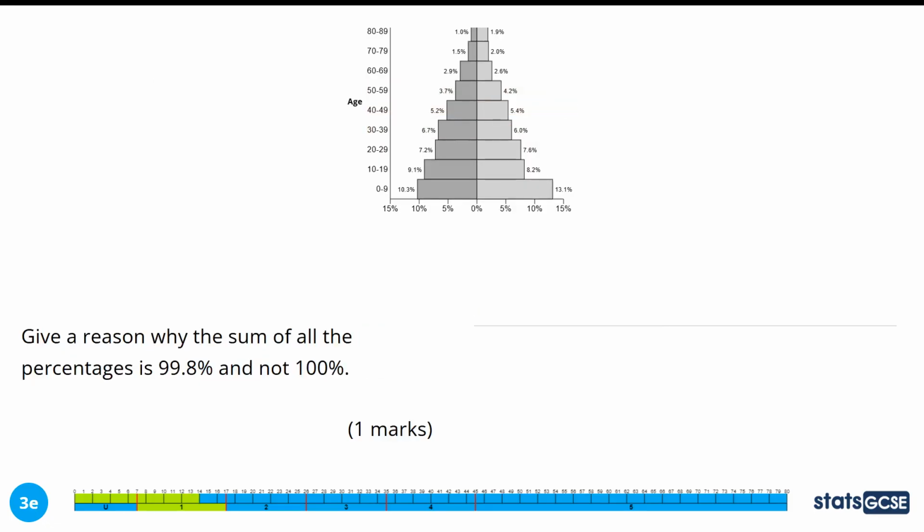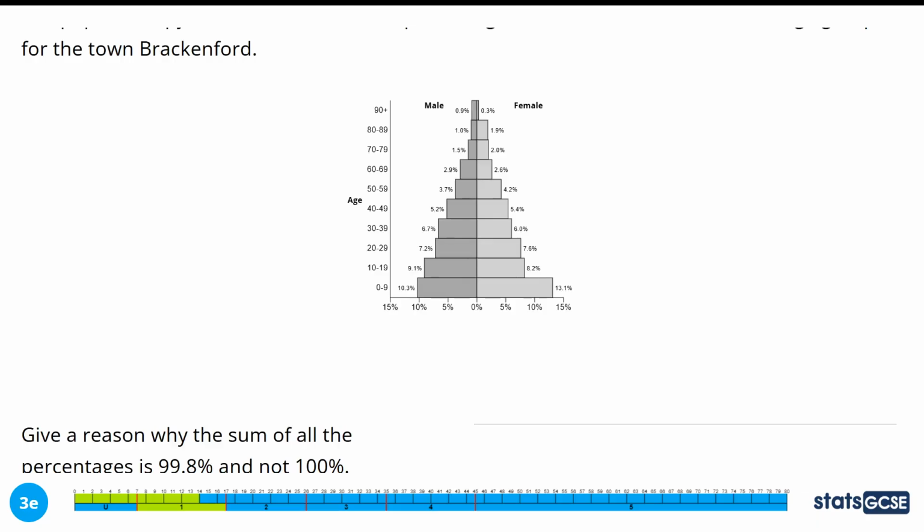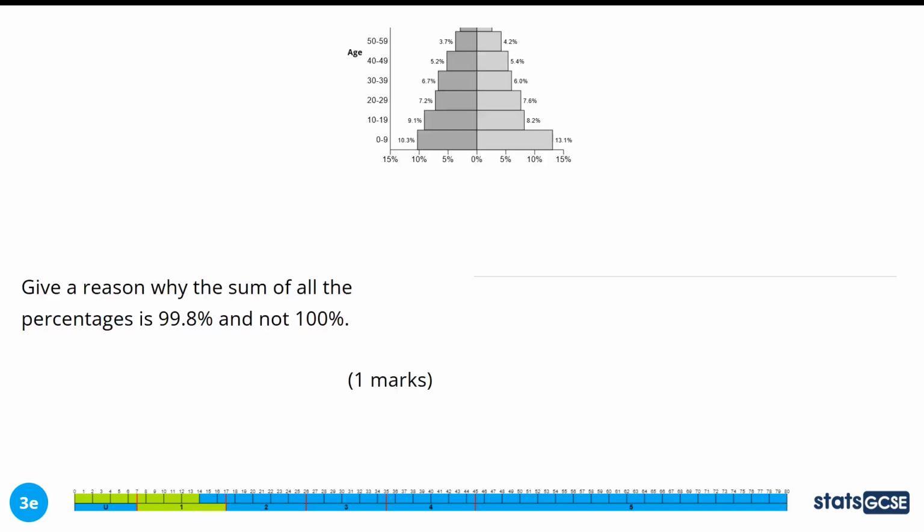Give a reason why the sum of all the percentages is 99.8% and not 100%. For this question, it's not necessary to go and add up all the percentages, but looking at the numbers themselves, they're all to one decimal place, so chances are they've all been rounded. And if they've all been rounded, then they won't add up to 100%, because some of them will be rounded down, some of them will be rounded up, and it looks like more of them have been rounded down than up, which is why they add up to 99.8%. So our answer is that they've all been rounded.